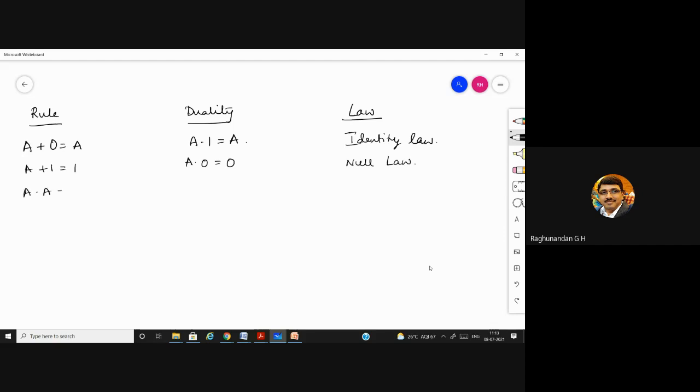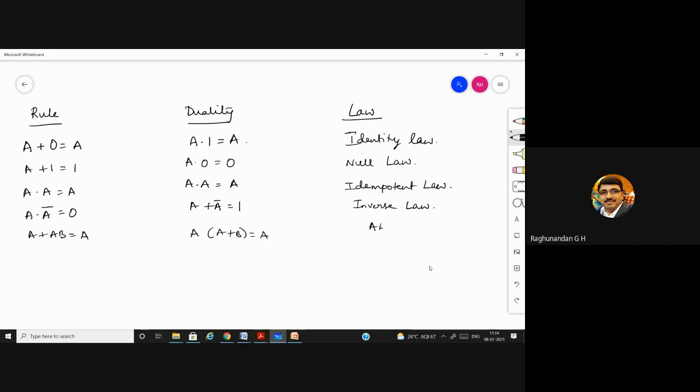A into a is equal to a. Idempotent law. Next, a into a bar is equal to 0, a plus a bar is equal to 1. This is known as inverse law. A plus ab is equal to a, a into a plus b is equal to a. That is absorption law.